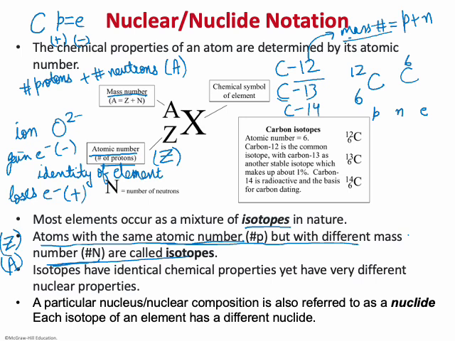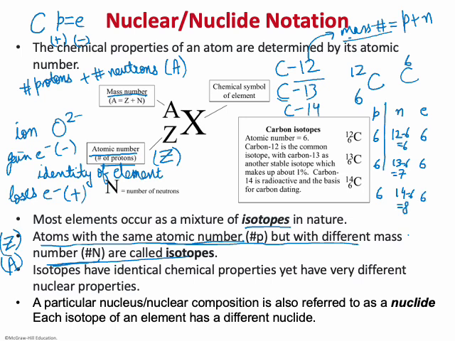Carbon 6, 12 would have 6 protons. How many neutrons? 12 minus 6, which is 6. How many electrons? Because there is no charge on the top right, it is also 6. Carbon 13. How many protons? 6. How many neutrons? 13 minus 6, which is 7. How many electrons? Also 6 because it's neutral. Carbon 14. Protons is 6. Neutrons 14 minus 6, which is 8. How many electrons? Also 6 because no charge.